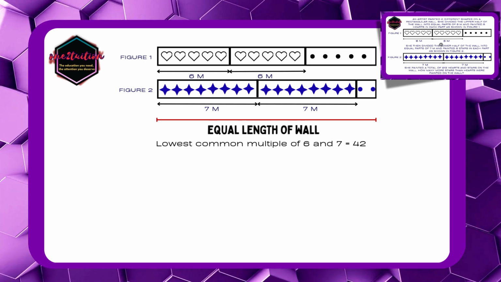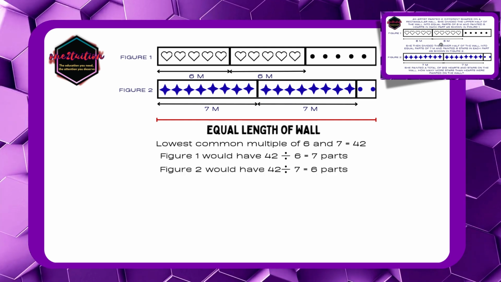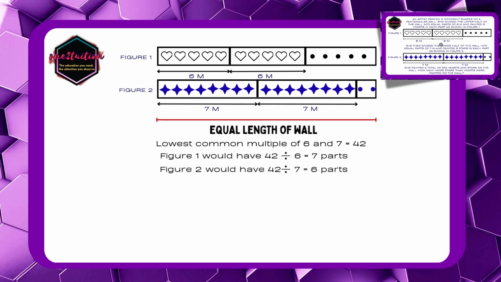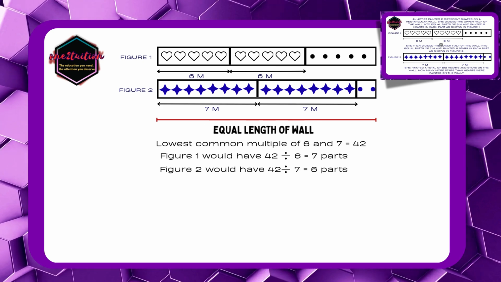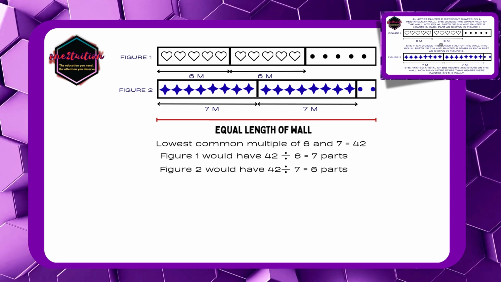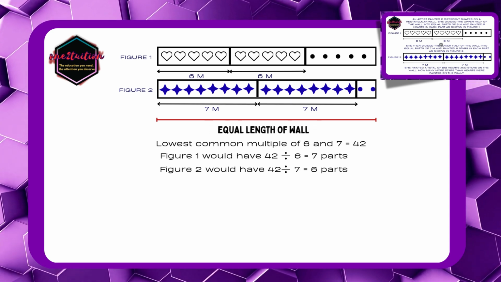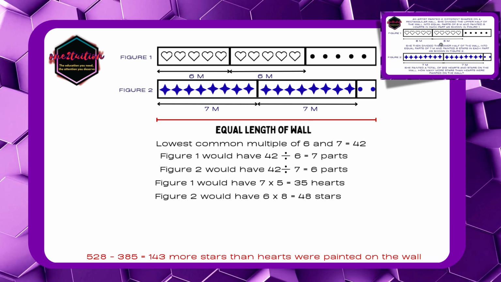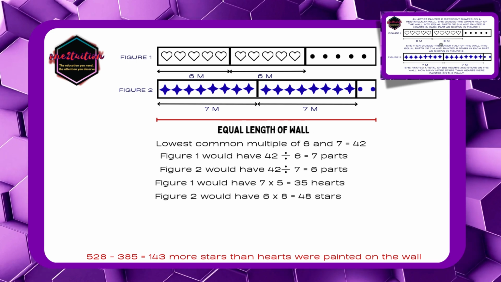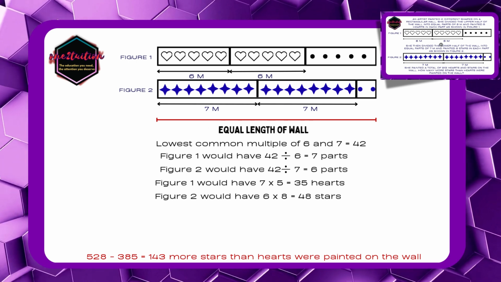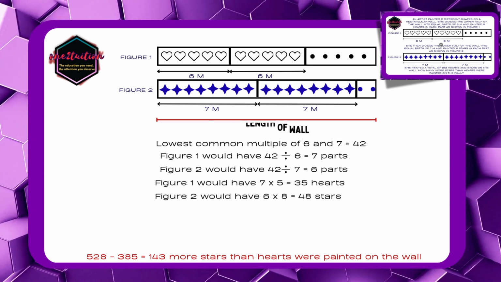Now let's find out how many shapes are painted in this 42-meter group. Hearts. Number of 6-meter parts in 42 meters equals 42 divided by 6 equals 7 parts. Stars. Number of 7-meter parts in 42 meters equals 42 divided by 7 equals 6 parts. Number of hearts in this group equals 7 parts times 5 hearts per part equals 35 hearts. Number of stars in this group equals 6 parts times 8 stars per part equals 48 stars.